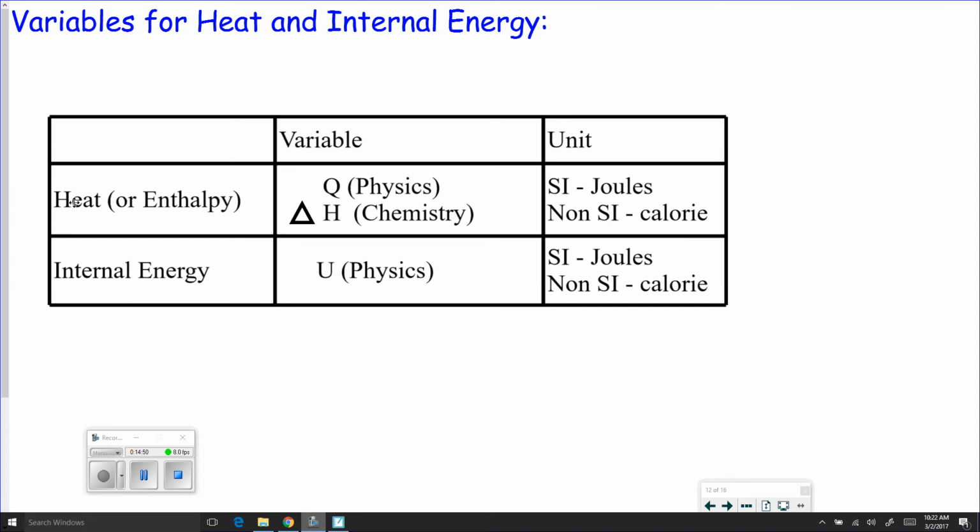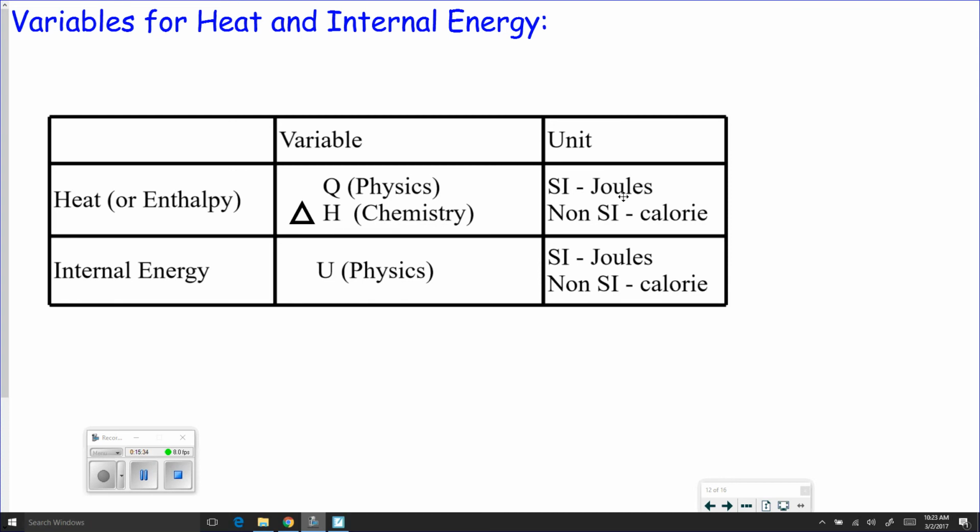So we call this heat in physics. However, in chemistry, you are going to start using the term enthalpy. Enthalpy and heat transfer are the same exact thing. They call it heat in physics, they call it enthalpy in chemistry. So in physics, heat has a capital Q, whereas in chemistry, heat has a change in H, which is kind of backwards because they call heat enthalpy in chemistry, but then the variable for enthalpy is H. A little bit confusing.